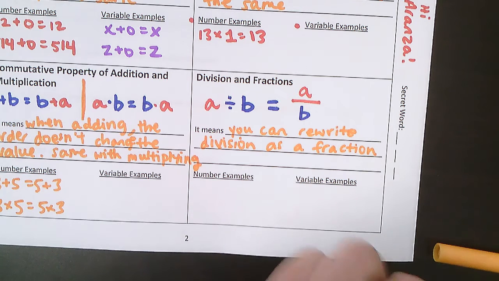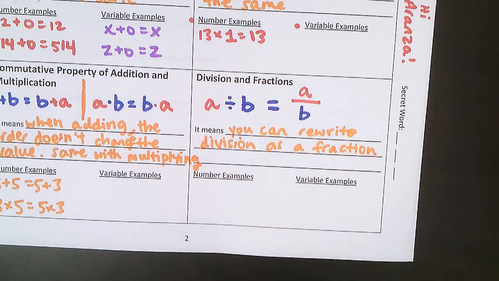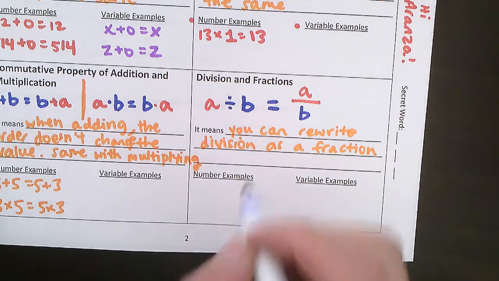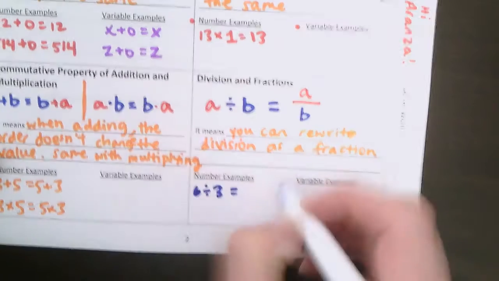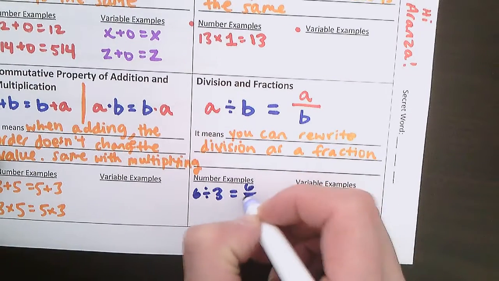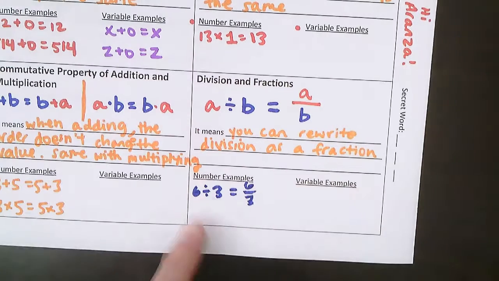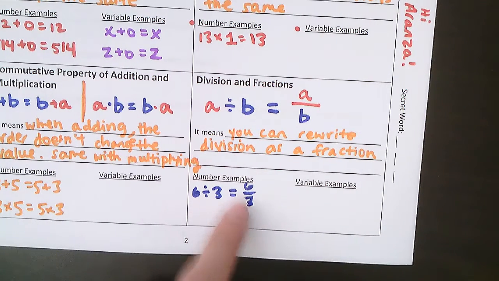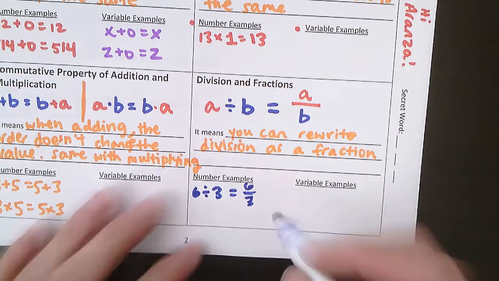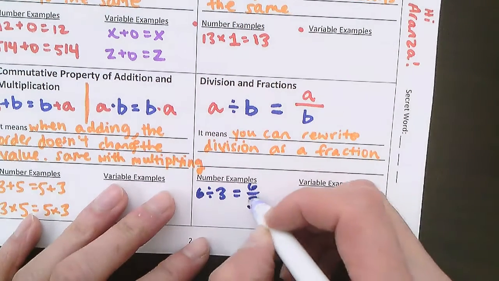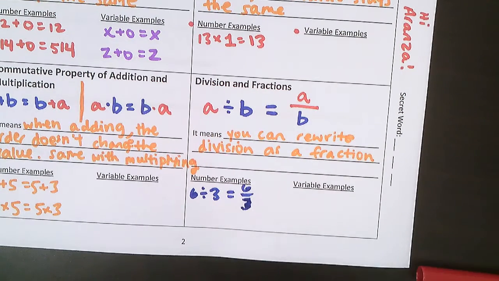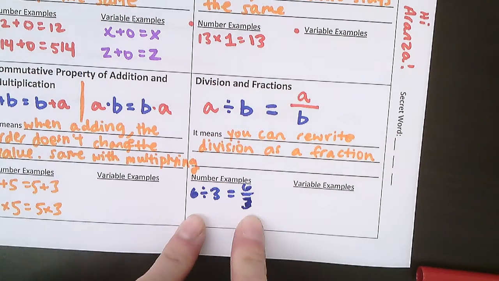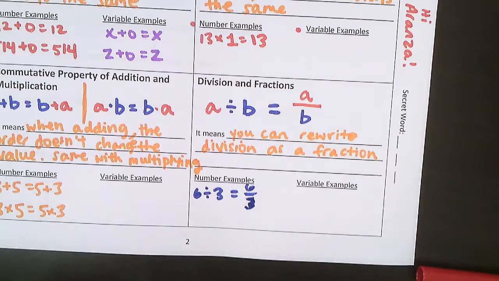I'll give you one number example. We can have 6 divided by 3. That's the same thing as 6/3, or 6 over 3. 6 divided by 3 is 2. If I have 6/3, let me make this a little bit clearer that this is a 3 here. 6/3 is also 2 wholes. So that's the same thing as this. On your own, write another number example, and then write 2 examples with variables.